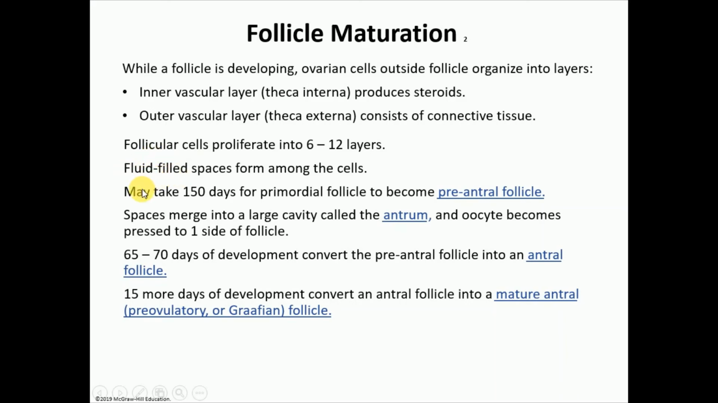Okay, in order for the whole maturation process to happen, it takes about 150 days. So the follicle that is ovulated today did not really start a month ago. It started about 150 days ago. But because of this being a cycle, every month a follicle is released.